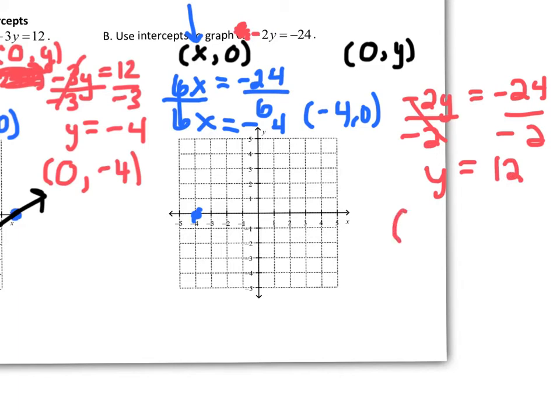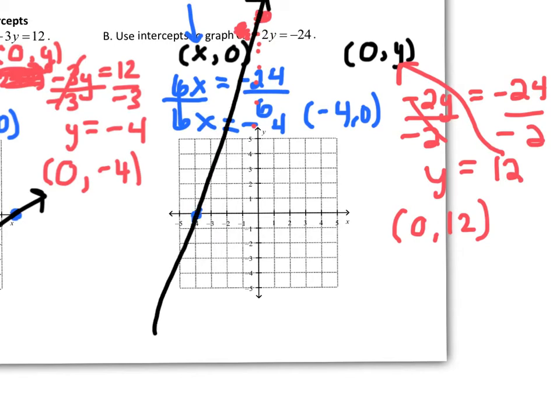So the y-intercept, when we put the 12 right there, is (0, 12). So that means we'll go 0 over and 12 up. And that would be way up high, 6, 7, 8, 9, 10, 11, 12. It'd be way up high, way up here. If you need to adjust your graphs to fit, that's fine. But it'll be steep like that.